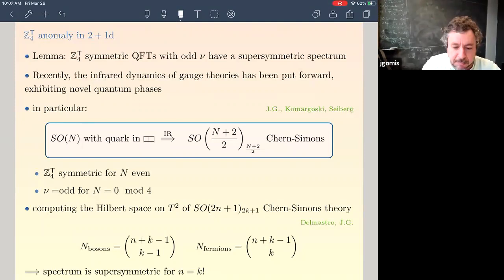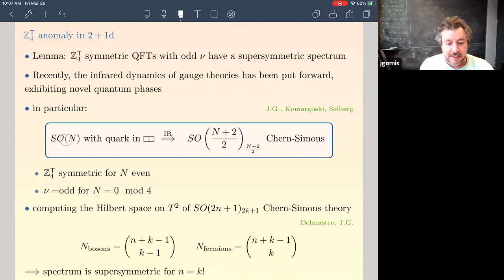So let me give you a particular example that will satisfy these properties, and we'll be able to actually test both the proposal and the statement that the system has a supersymmetric spectrum. So consider SO(N) QCD with a quark in the symmetric representation. Now, it was conjectured by a complicated long song and dance that in the deep infrared, the system has emergent gauge fields and is described by this particular Chern-Simons theory: SO(N+2)/2 at level with the same level, Chern-Simons theory.